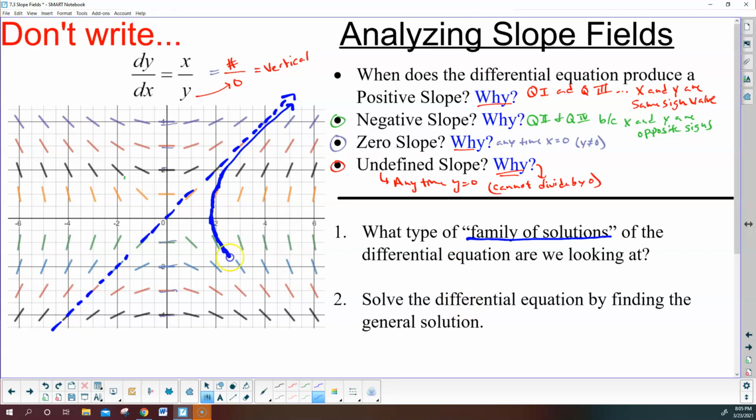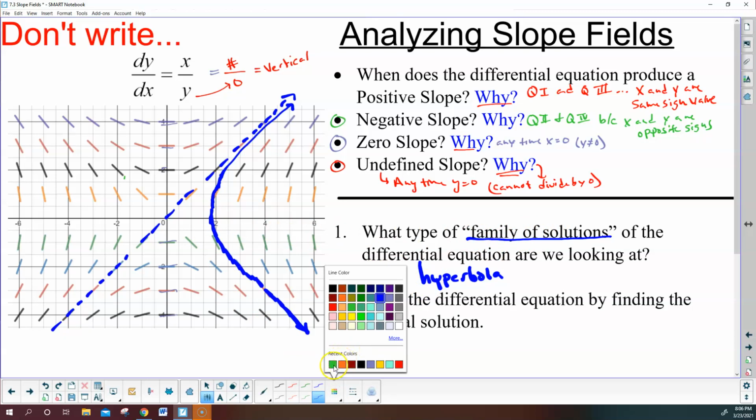And then I'm going to have a line that kind of dances in between these. And notice I'm not really connecting dots. I'm just following the slope curve. So this looks like a branch of the hyperbola. And that could be the family of solutions.